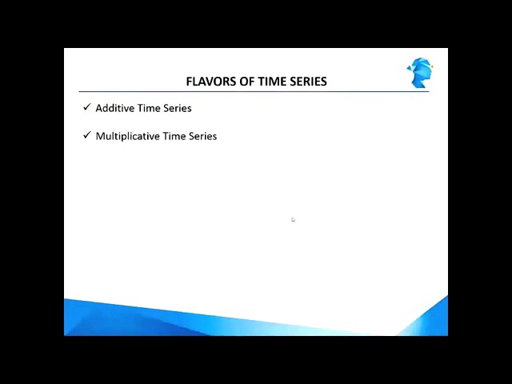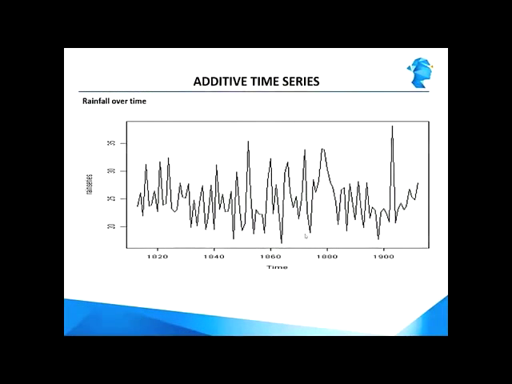So that said, now that we know that each time series may have three components, trend, seasonality, and the irregular part, there are two kinds of time series, two flavors of time series data that we might come across. We might have an additive time series or we might have a multiplicative time series. These two types of time series depend on how the three different components add up to describe the original time series. And we are going to have a look at it. Now, this is a plot of an additive time series. What do you need to notice in it? This is a time series of rainfall over time.